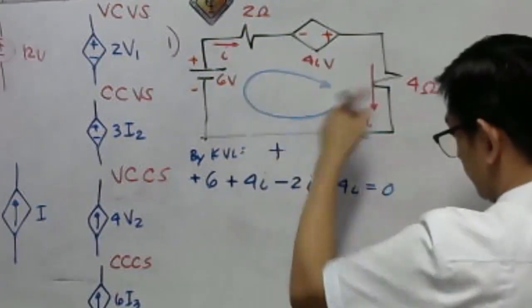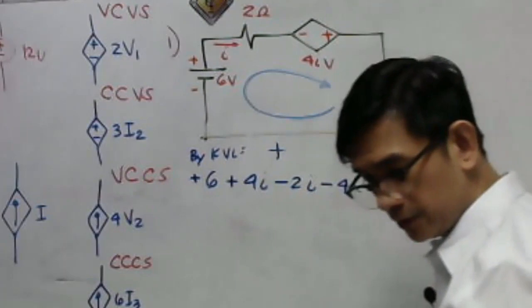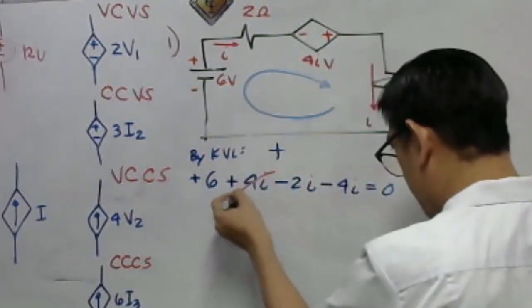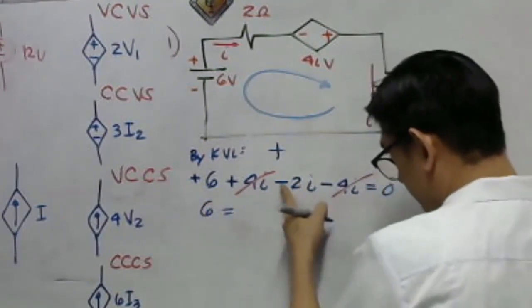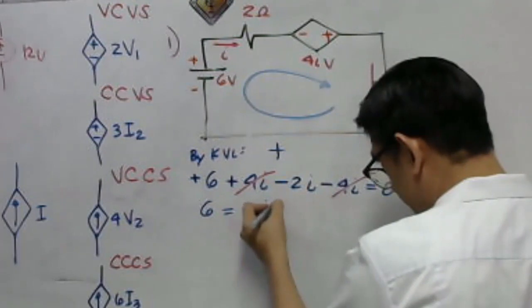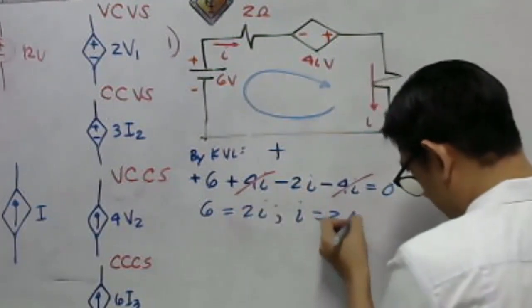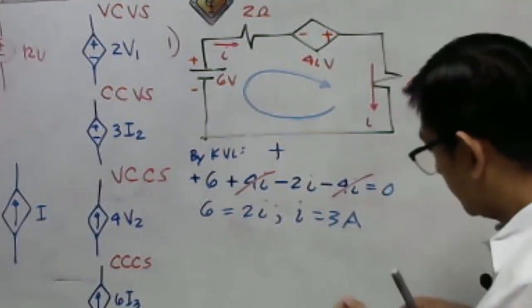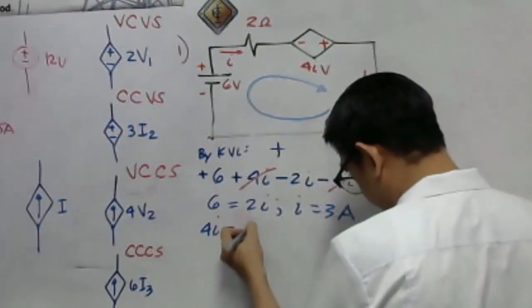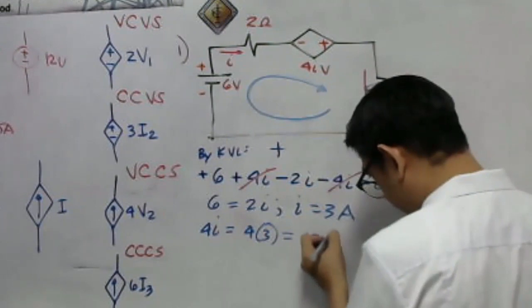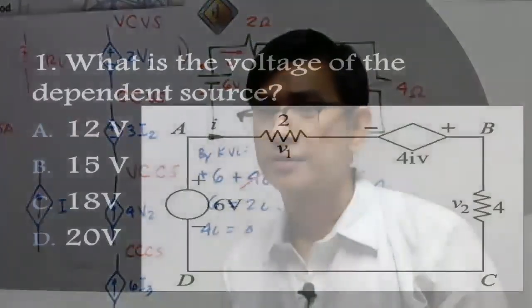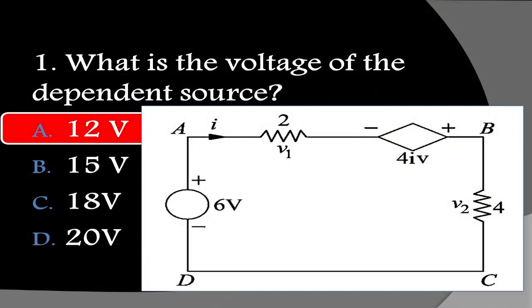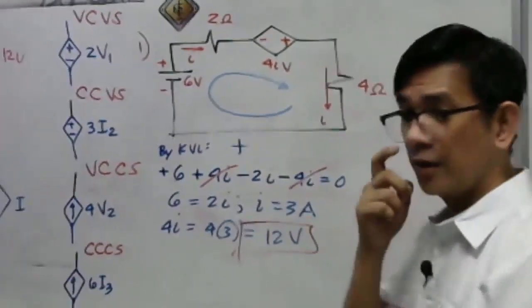Equal to zero. We have 1, 2, 3. Positive 4i minus 4i, that will cancel out, guys. So our I now will be 6, negative 2i, negative will become positive. Our I is 6 over 2. We have 3 amperes. That is our current. Therefore, 3, that's equal to 12 volts. The answer would be letter A, 12 volts. Let's go now to the next problem.